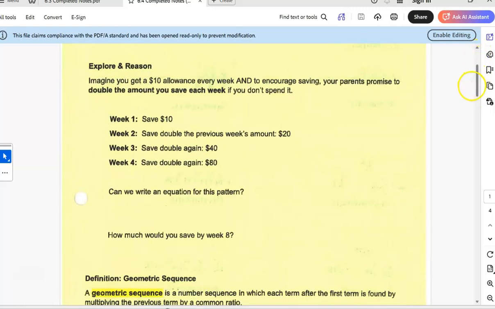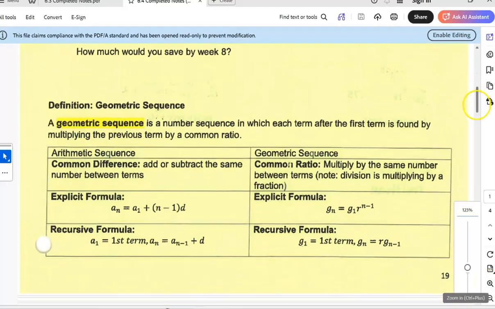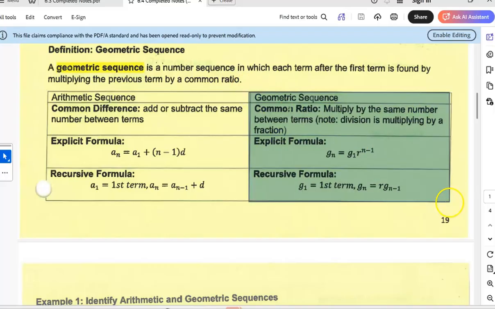Lesson 6.4 is about geometric sequences. In your notes, you have this table on the bottom of the 6.4 intro page. On the left, it talks about arithmetic sequences. We learned those last semester. Arithmetic sequences, we were adding or subtracting the same number. Geometric, which is what we're talking about here, is when we're multiplying the same number over and over and over again.